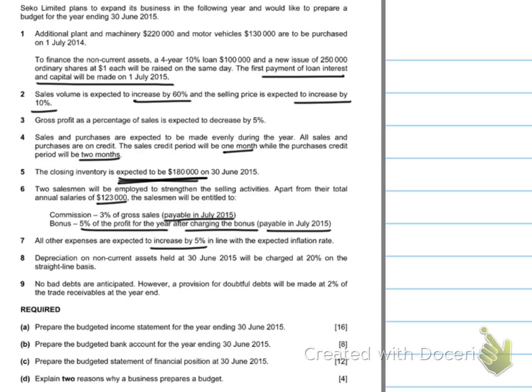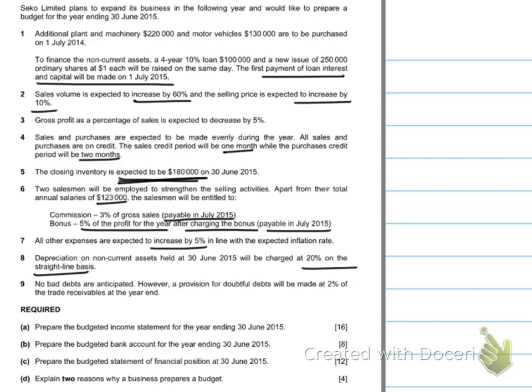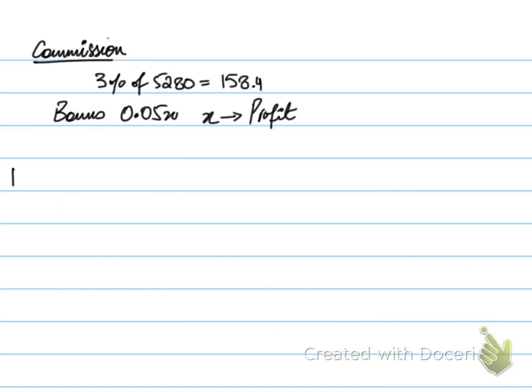So this one's easy. The next one, depreciation on non-current assets held at 30th June will be charged at 20% on the straight line basis. Alright, so 20% of the new cost. This will be 300 plus 220 for plant and machinery, and 240 plus 130 for motor vehicles. So let's calculate the depreciation. For plant and machinery, 20% of 520, this will be 104. Motor vehicles, 20% of 370, this will be 74. So you get your depreciation charge for the year.